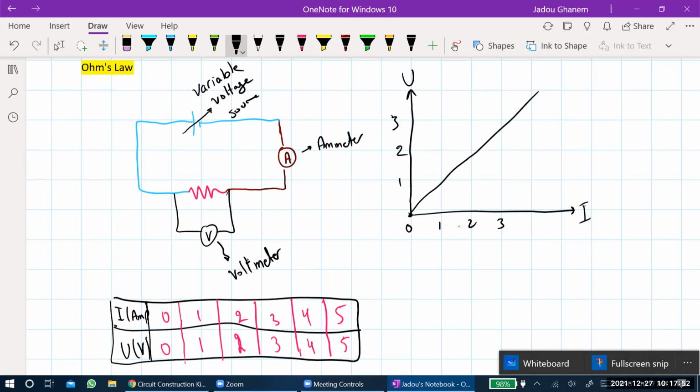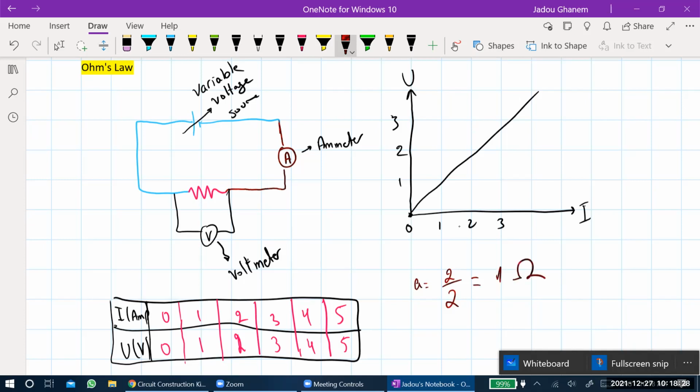Now, if we want to check the value of the resistance, just choose any two values. Let's choose these two values from the table or from the graph. And then, usually the slope, you know the slope, right? Okay, so if we find the slope here, which is delta y over delta x, it will provide us, let's say, 4 over 4, so 1 ohm.